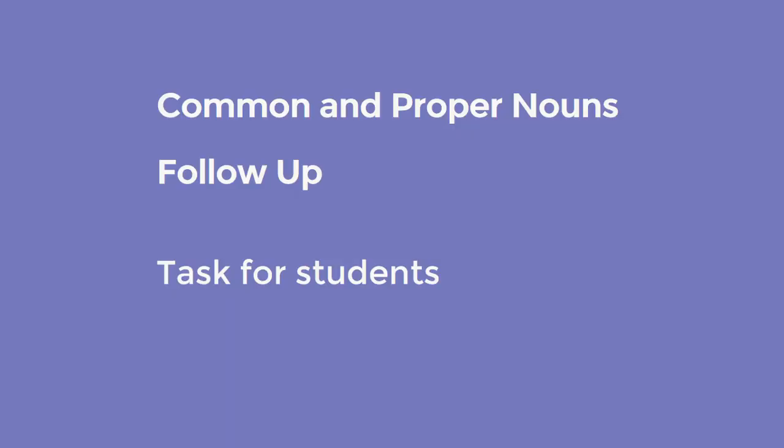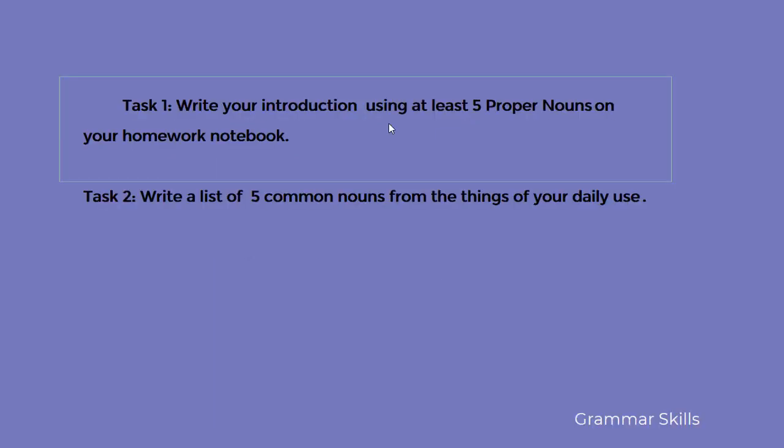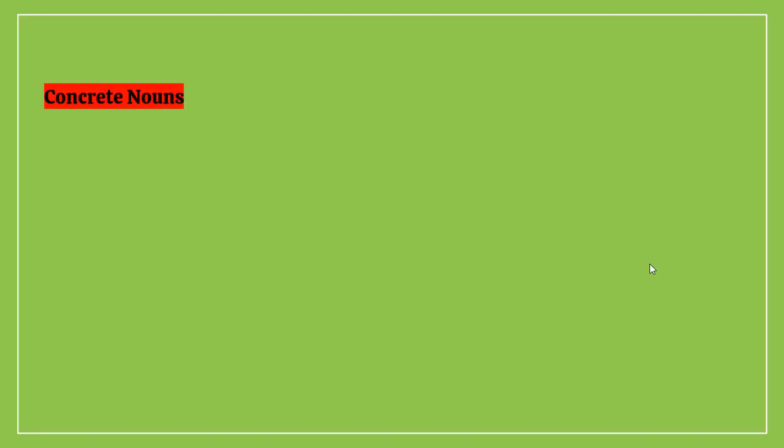Now, for the follow-up of common and proper nouns, we have the task for students. Task 1: Write your introduction using at least 5 proper nouns in your homework notebook. Task 2: Write a list of 5 common nouns from the things of your daily use. Concrete nouns, abstract nouns. Now we shall study 2 different types of nouns and see the difference between concrete nouns and abstract nouns.